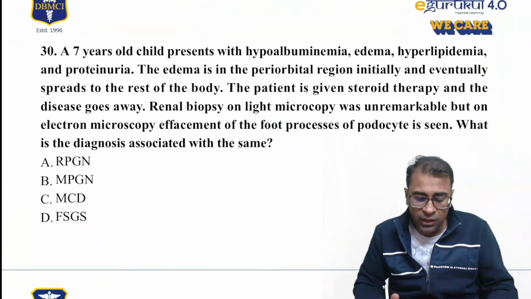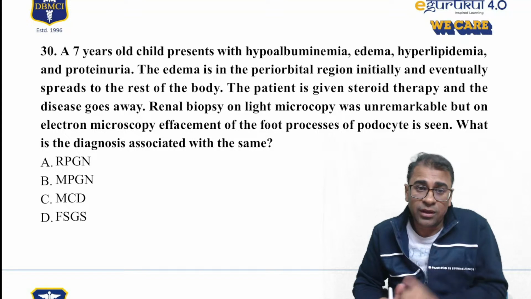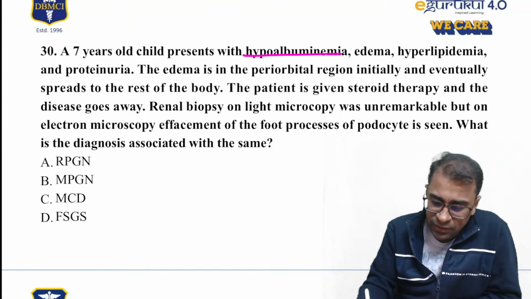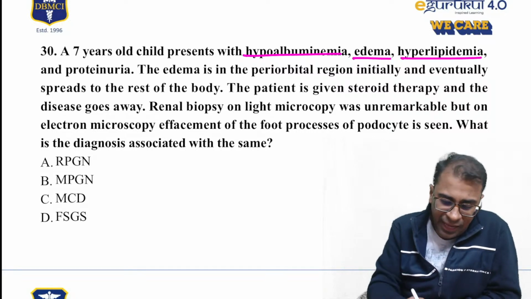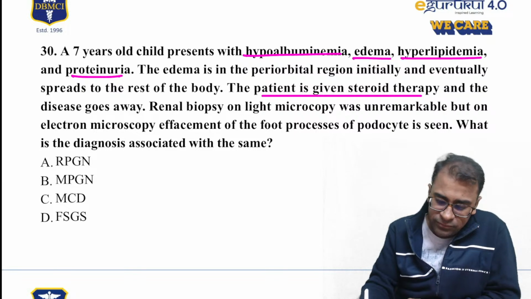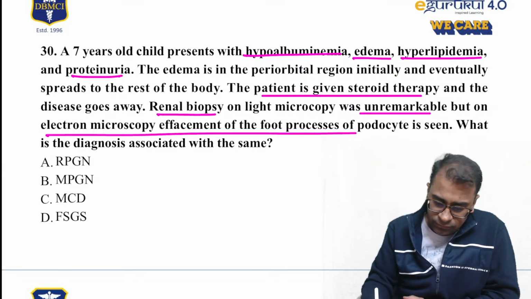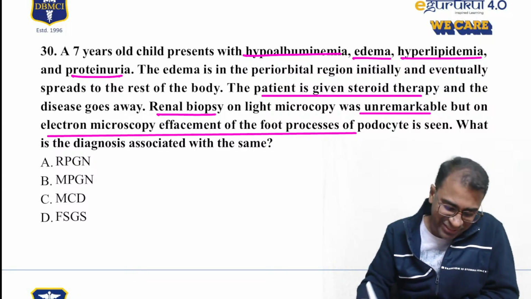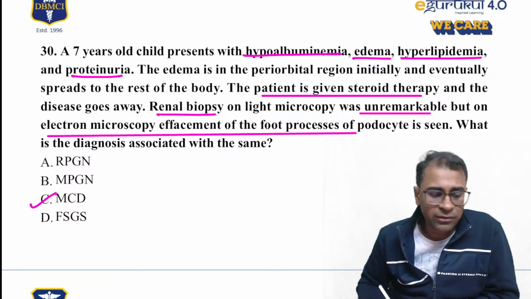चलो 30. A 7-year-old child presents with hypoalbuminemia, edema है, hyperlipidemia है, and proteinuria है. Then the patient is given steroid therapy and the kidney biopsy shows normal finding, but EM shows effacement of foot process. What is the finding? Yes, the answer is minimal change disease.